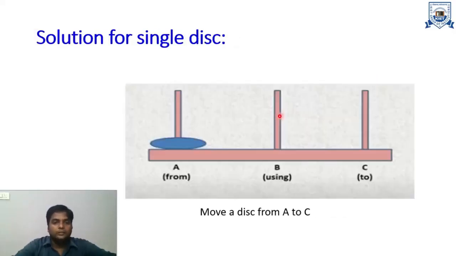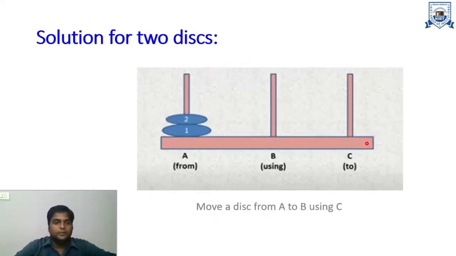Now we will start with a single disk. Let's suppose tower A contains only one disk, and we want to move this disk from A to C. This is the simplest one. Here we can directly move this disk from A to C. That follows all the rules of the Tower of Hanoi problem.